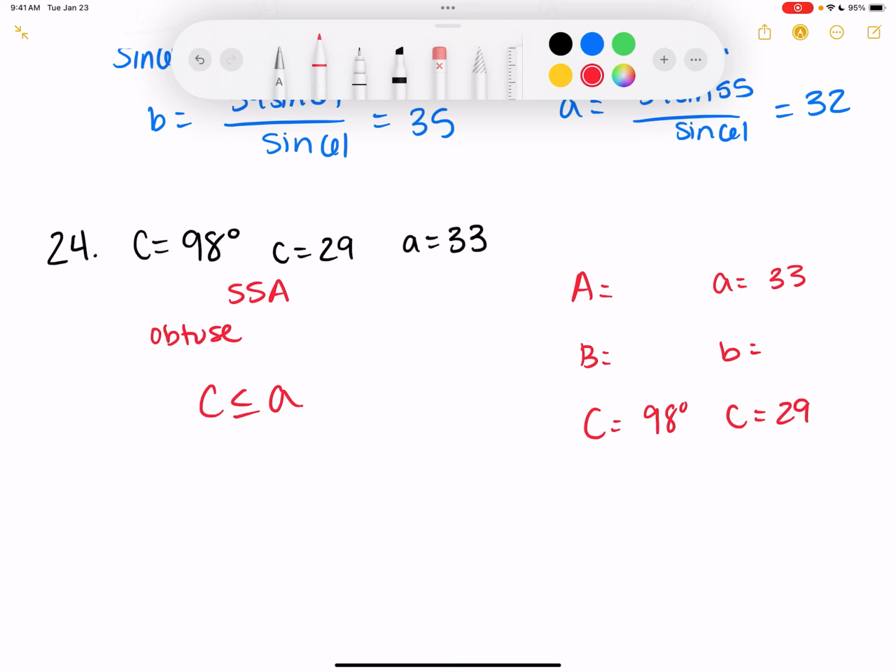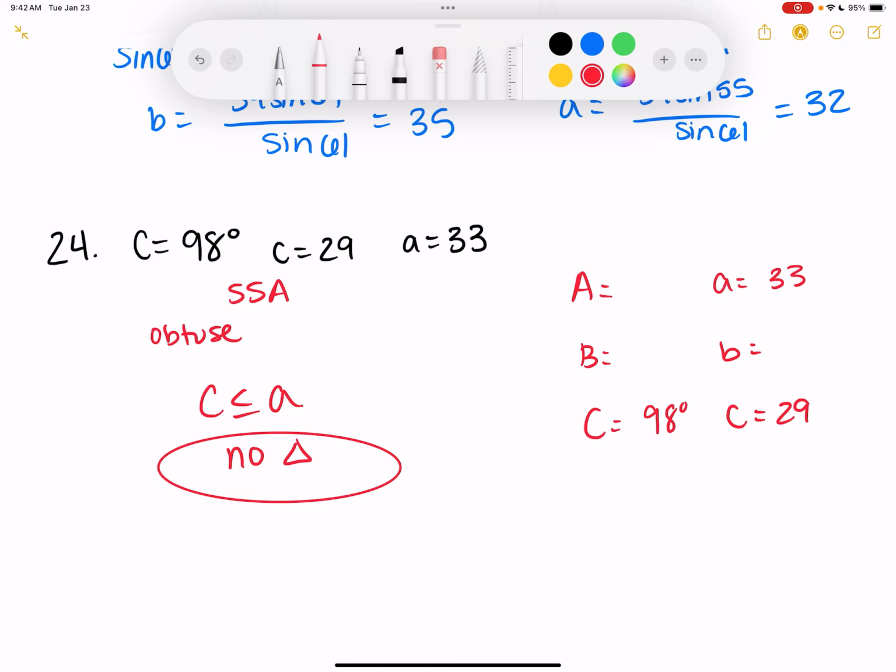No triangle. So I would be done at that point. So just make sure you specify that it's no triangle. Don't just leave it and assume. And I wouldn't have needed to set this up, but I wasn't thinking about it when I did it. I'm just in the habit.